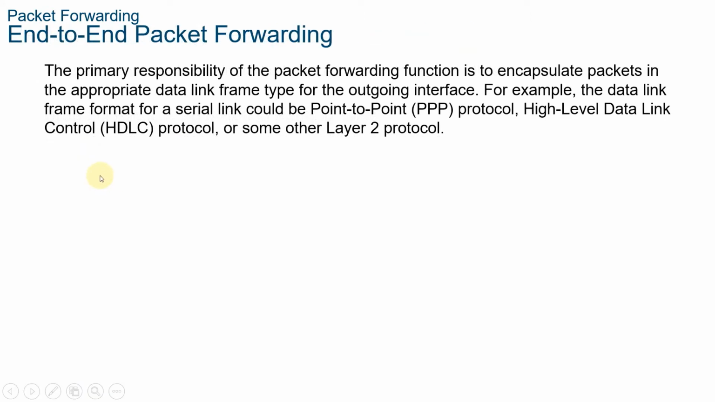Okay, so the next one would be the end-to-end packet forwarding. The primary responsibility of the packet forwarding function is to encapsulate packets in the appropriate data link frame for the outgoing interface. For example, the data link frame format for a serial could be the point-to-point or PPP protocol, high-level data link control or HDLC protocol, and some other layer 2 protocols like Frame Relay. Or you also have ATM, or the old ones.